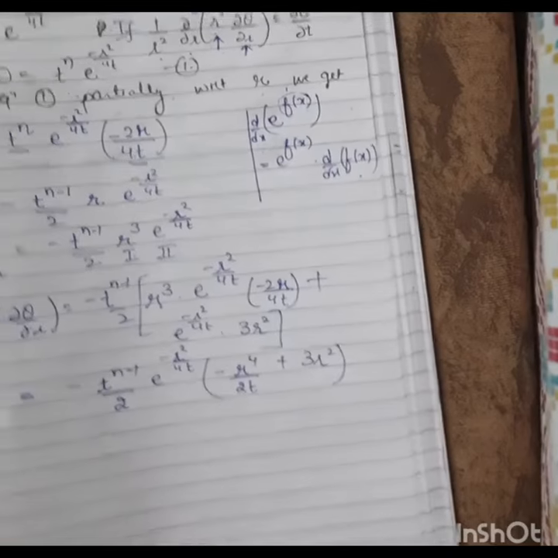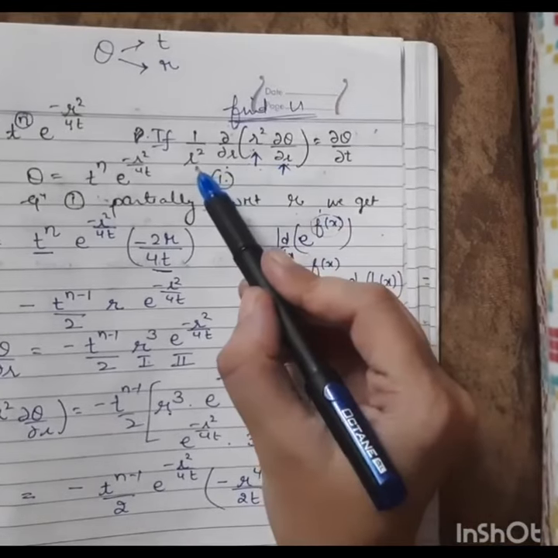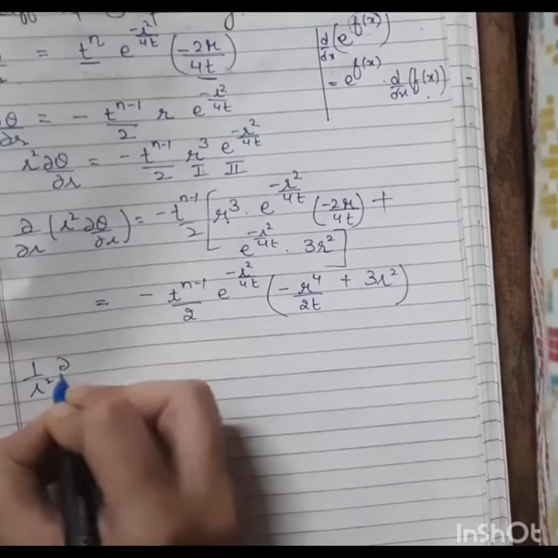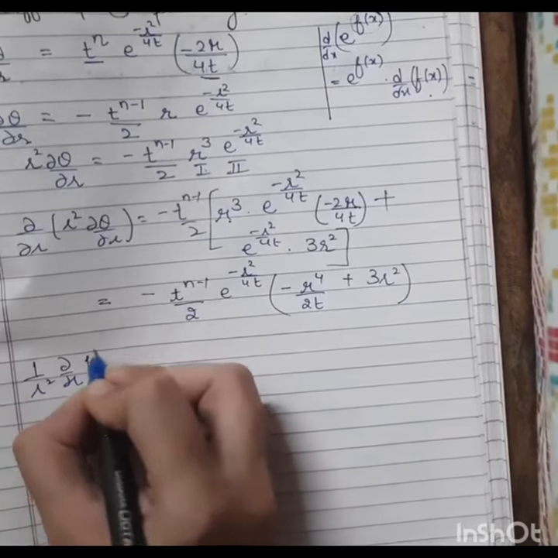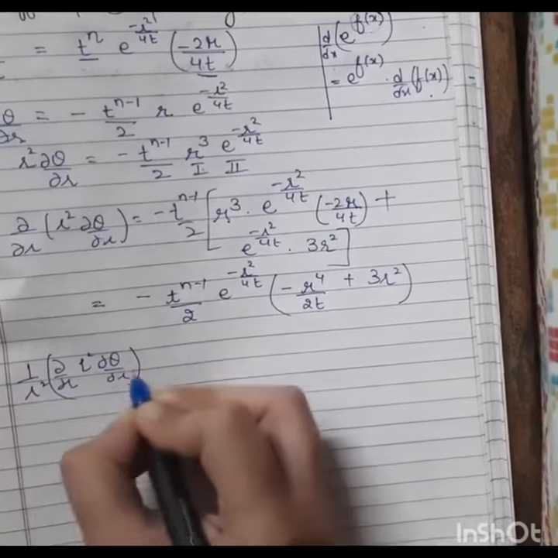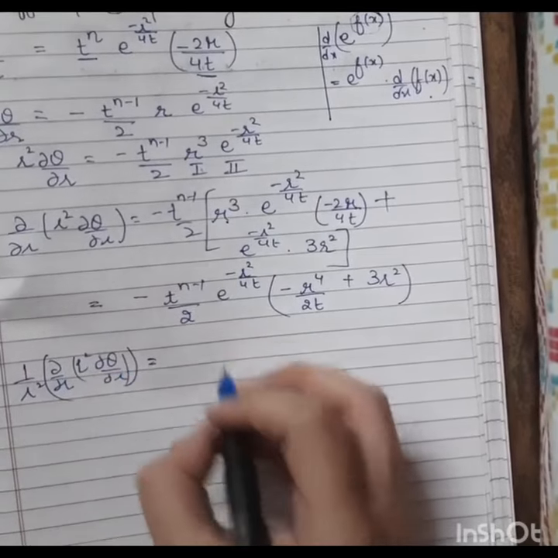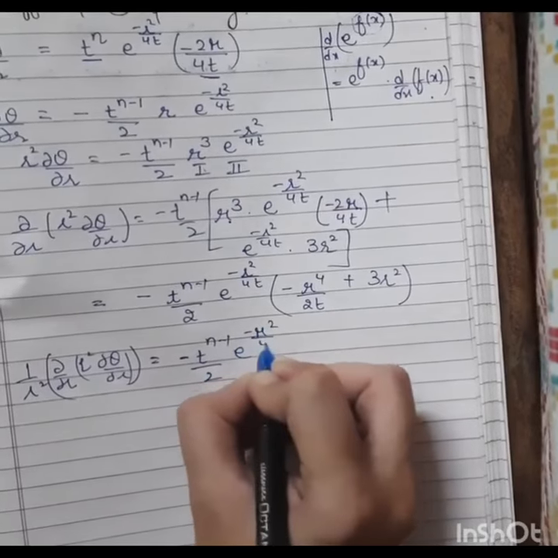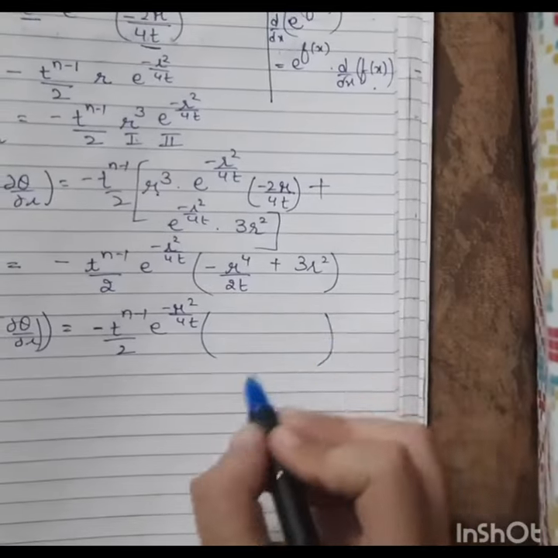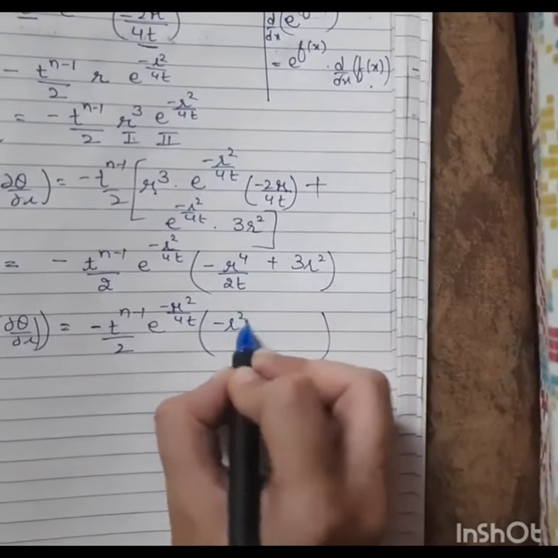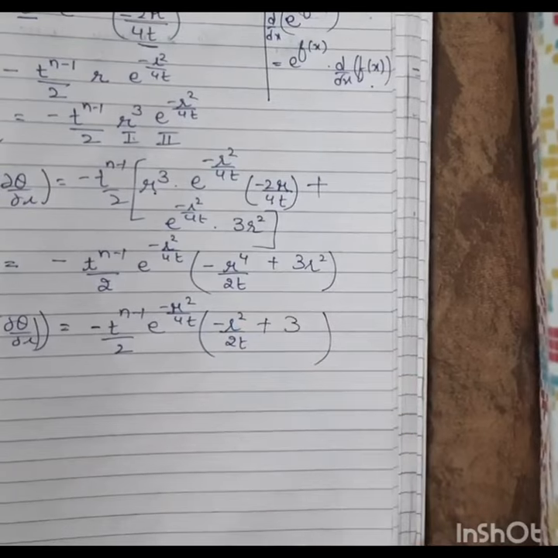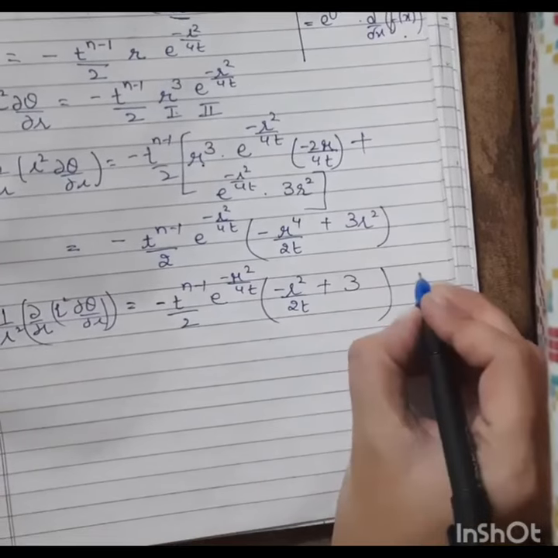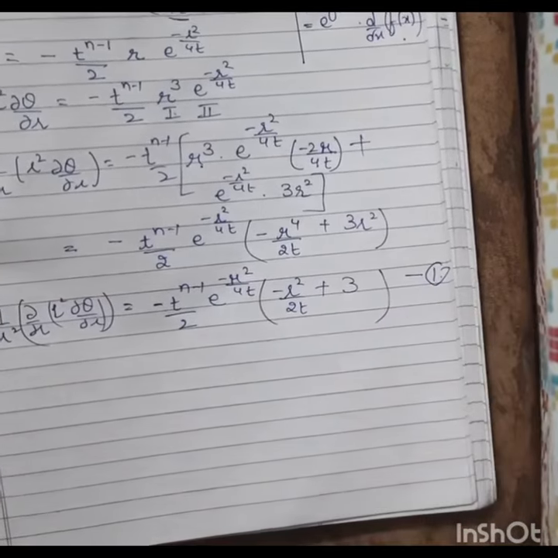Now if you look at the problem, the next step is to divide the value by r square. So dividing this equation by r square, what we will get, minus t raised to n minus 1 upon 2 e raised to minus r square upon 4t. If I am going to divide this by r square, this will be minus r square upon 2t plus 3. We have divided by r square. So I am done with my left hand side. Let's say this is my equation number 1.